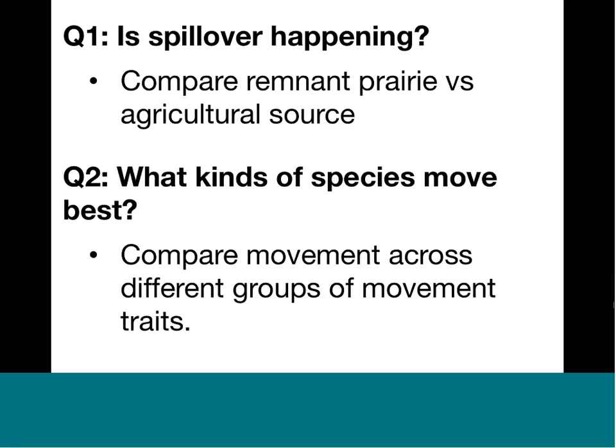And then we're also looking at if we see species moving, which we definitely are, which is really exciting. We're interested in what kinds of species move best. So we're trying to compare this movement across various different movement groups. So are there certain species like our weeds or invaders? Are they moving? Or are these sources of habitat for, or a source population for weeds that can then move out? Or is it species that disperse by wind?